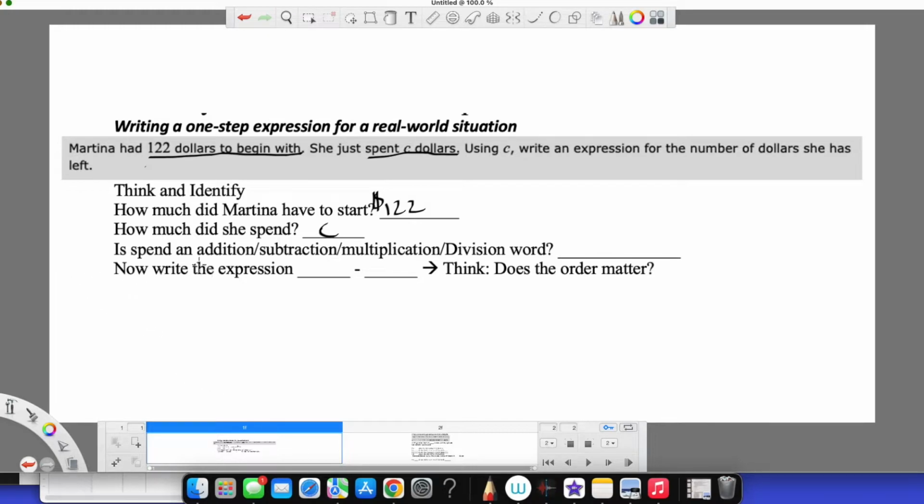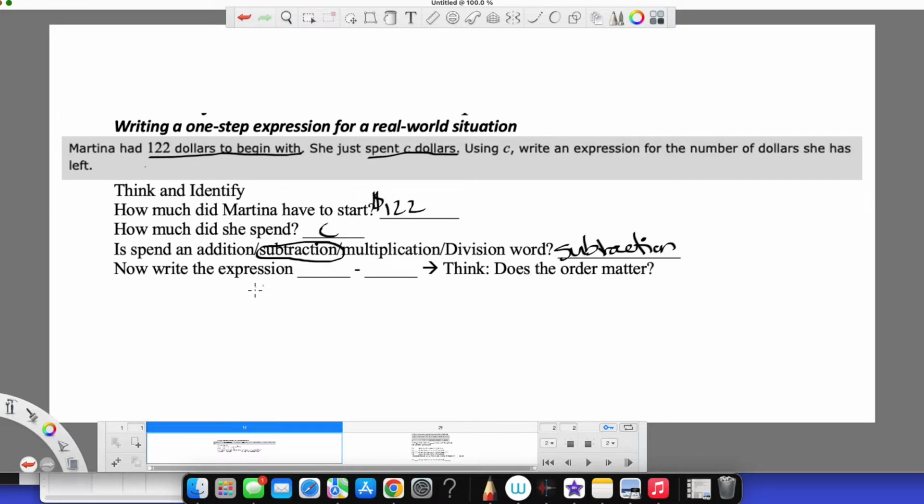So is spend an addition, subtraction, multiplication, or division word? Spend wasn't one that we put on that chart when we did that before, because it's not as common a word. But if we're looking at real world word problems, spend is going to be one of the ones that they love to throw out there because it's something that's very real world. If I spend money, then I'm taking that money away from what I have. That would be subtraction for sure. Another one they love to throw out in word problems is the idea of giving it away. Well, if I gave it away, I don't have any more. That's taking it away from what I have.